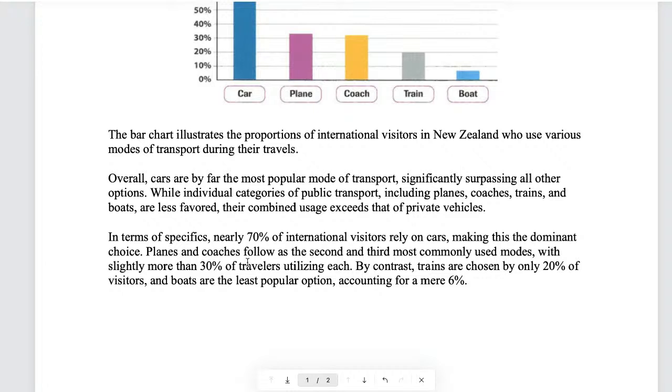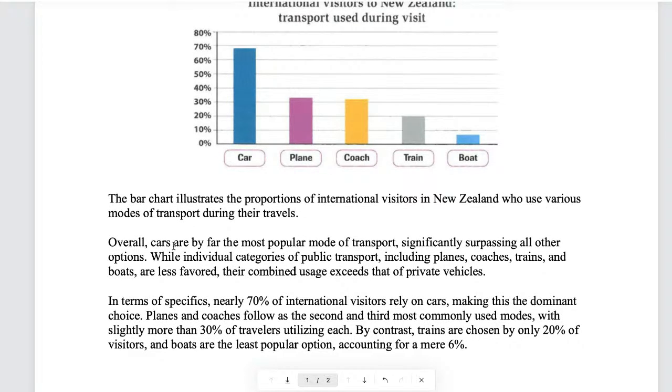Now tell me. Overview, what do you see? What kind of general trend is in this chart? What do you see? Tell me. I see car. What is the most popular mode of transport? Car. Public transport. Yeah, we are talking about different things, yes.